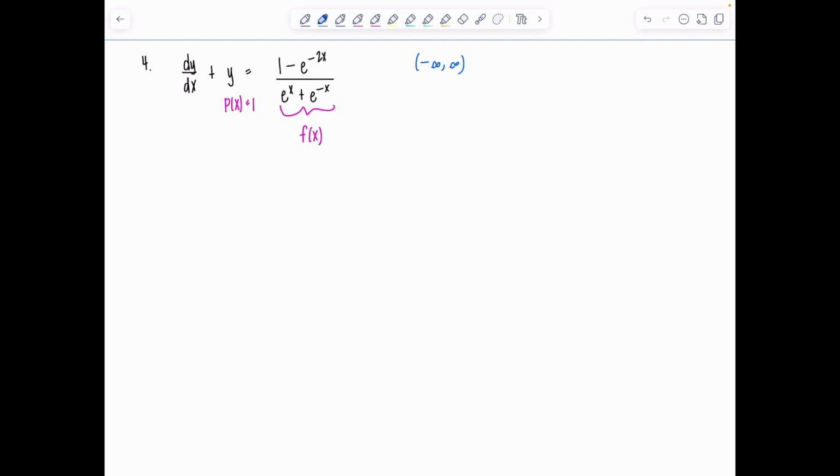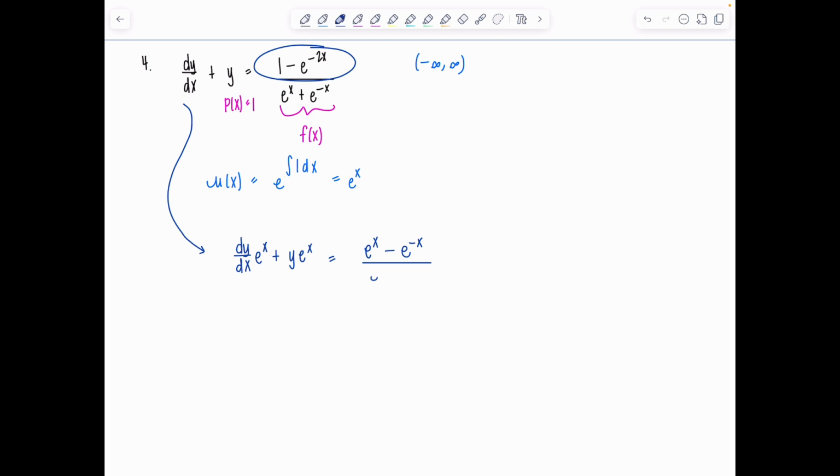It is indeed. Okay, let's find our integrating factor. E to the integral 1 dx, which is going to be e to the x. How cute. Okay, so let's multiply everybody now by e to the x. So we've got dy dx e to the x plus y e to the x equals. I'm just going to multiply through by the numerator here. It's going to be e to the x minus e to the negative 2x times e to the x is e to the negative x over e to the x plus e to the negative x. Good?